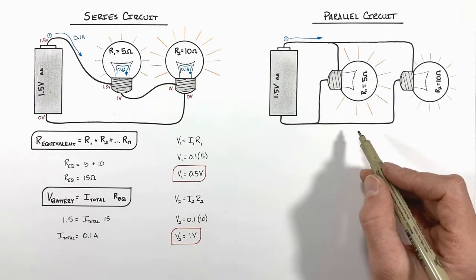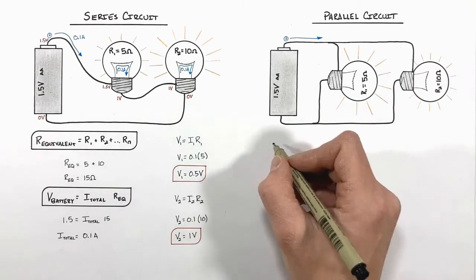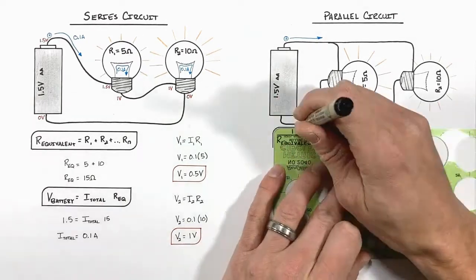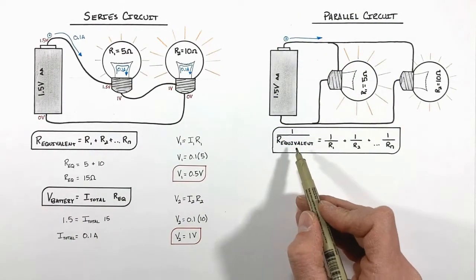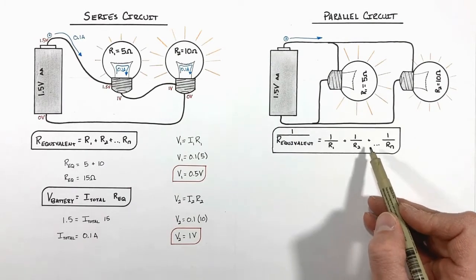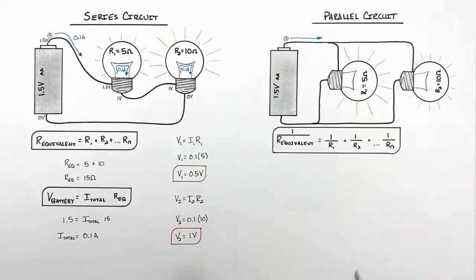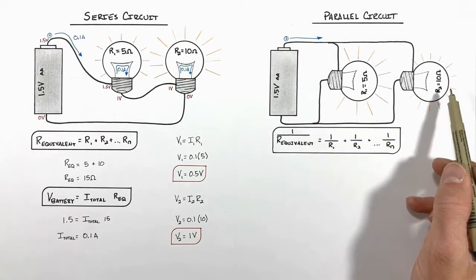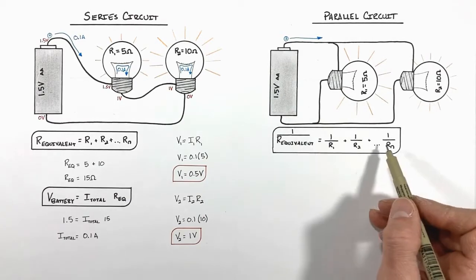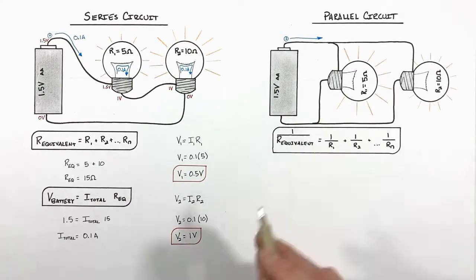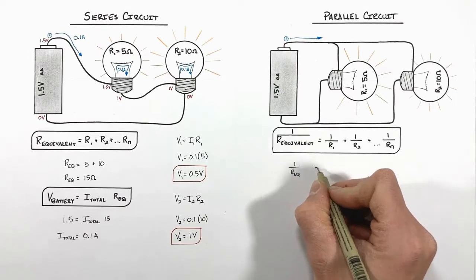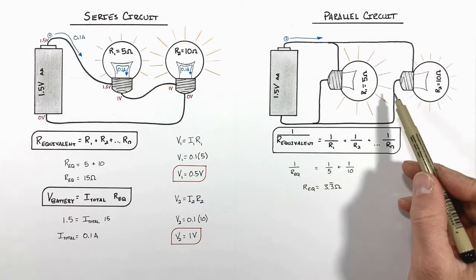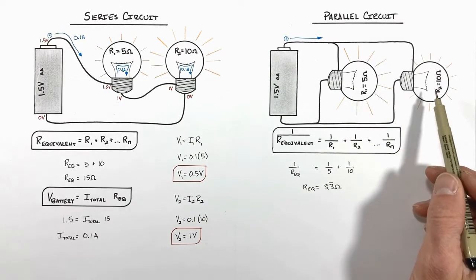So the equivalent resistance for a parallel circuit is given by one over the equivalent resistance equals 1 over R1 plus 1 over R2, and so on and so forth. So to solve for the equivalent resistance of this circuit, we're simply going to plug these numbers into this equation for the equivalent resistance in a parallel circuit. And we find the equivalent resistance in this circuit is 3.3 ohms.